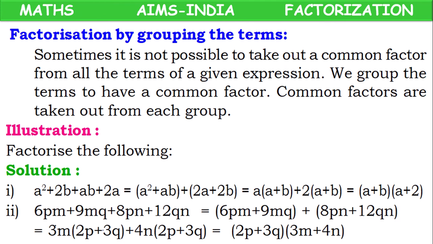Like this we have simplified. But in this first group and in this second group, 2p plus 3q is common. If you take 2p plus 3q common out, then here 3m is remaining, here 4n is remaining. Now these two are the factors of the given expression. So in this way, we can group the terms, children, then take the common factor out from each group. This is the second method, children.